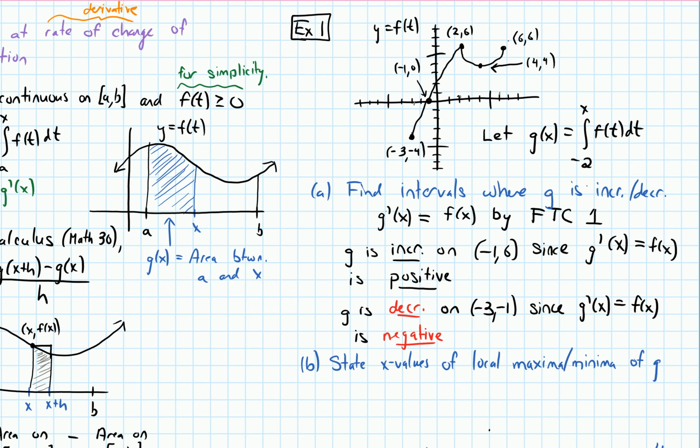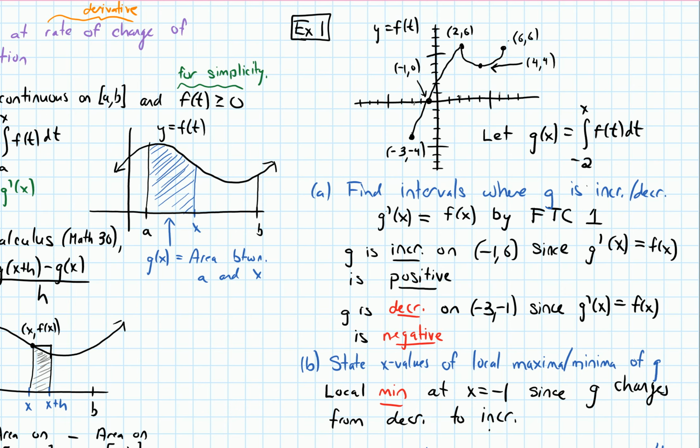Okay, so a local min occurs where the function g changes from decreasing to increasing. And that's going to happen when the derivative changes from negative to positive. So there's a local min at x equals -1, because at x equals -1, g changes from decreasing to increasing.